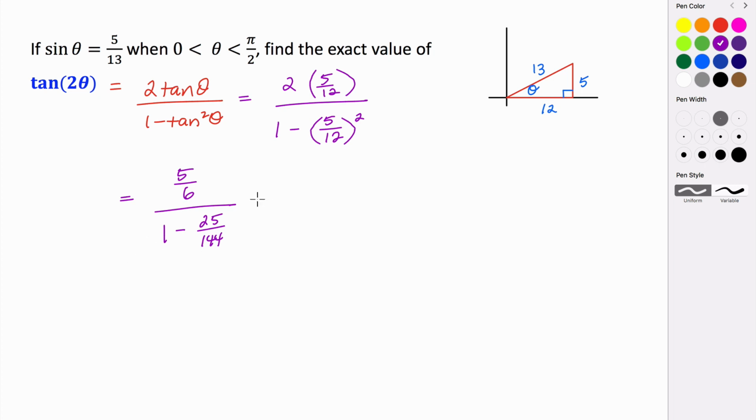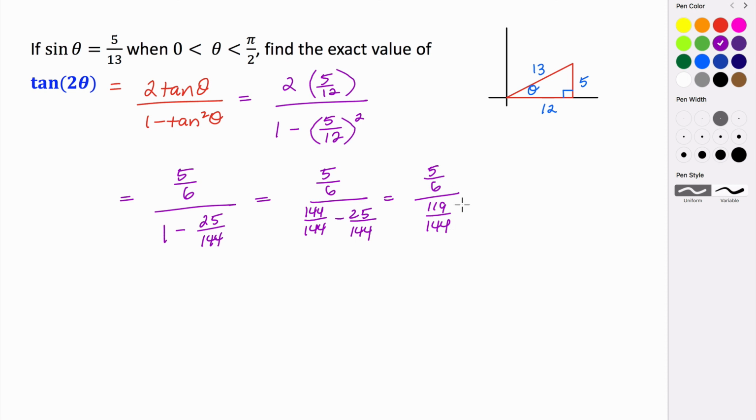We need a common denominator in the denominator. So we have 5 over 6 divided by, that's 144 over 144, minus 25 over 144. So 144 minus 25, that's 119. So 5 over 6 divided by 119 over 144.